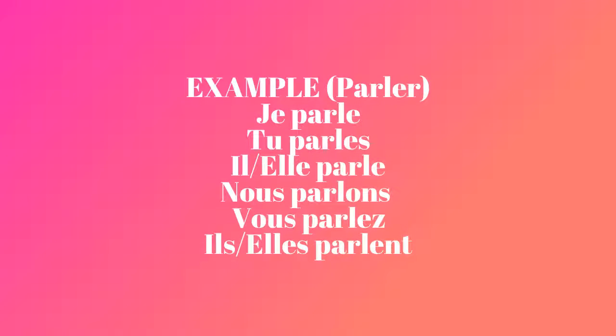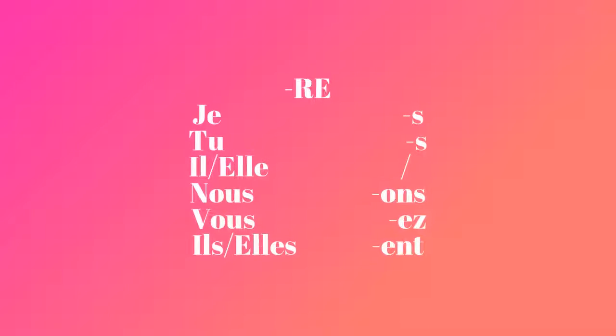I know it could have been a little bit confusing, but here is an example with a regular ER verb, parler. So we have the first one, je parle. We took off the ER from parler and we just put an E. And it's the same thing with the rest of them. Tu parles, il, elle parle, nous parlons, vous parlez, and il, elle parle. I suggest you write this down because these are really easy steps to memorize.